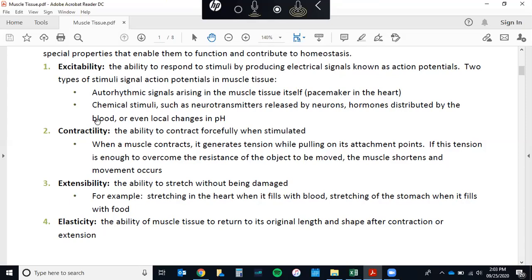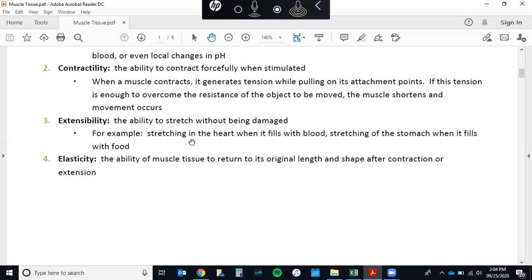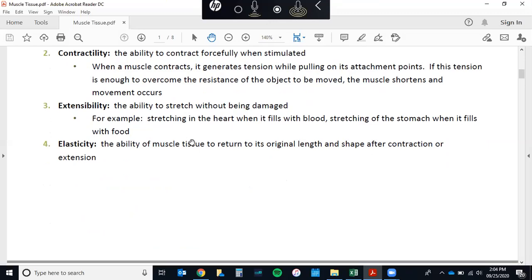Instead, we use chemical stimuli, things like neurotransmitters released by neurons, hormones distributed by the blood, or even just local changes in pH. Now, something that happens to a muscle when it becomes excited is that it contracts. And literally the word contract is in contractility, which is fancily described as the ability to contract forcefully when stimulated. When a muscle contracts, it generates tension while pulling on its attachment points.